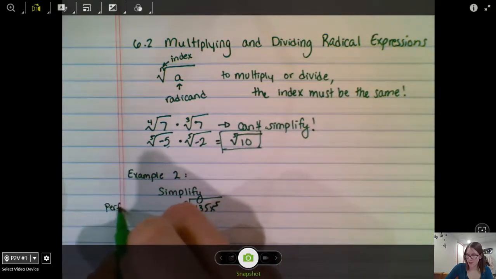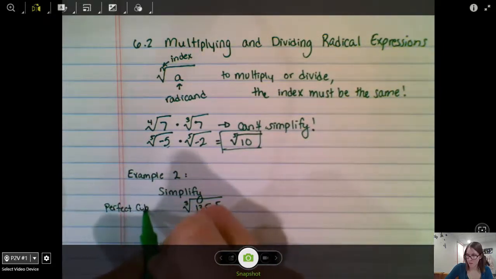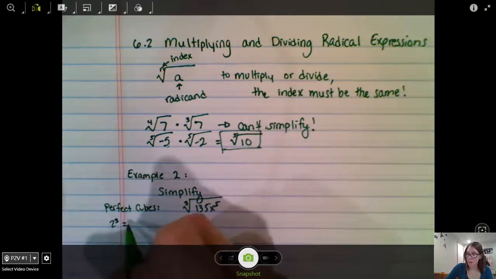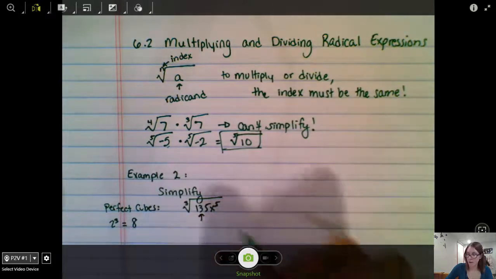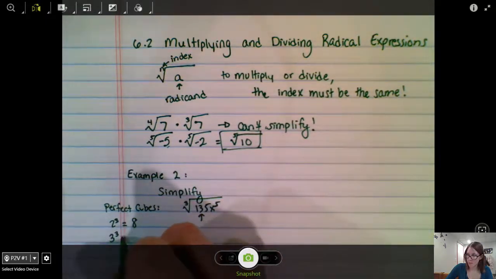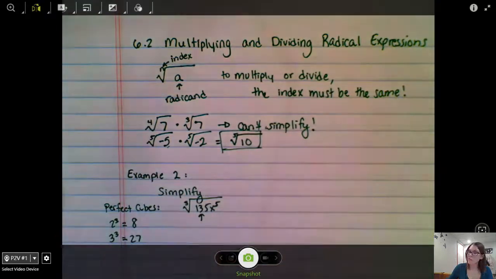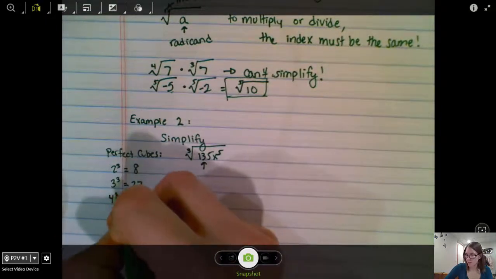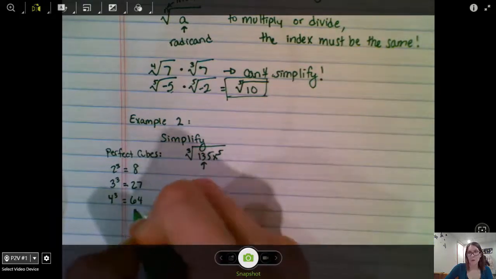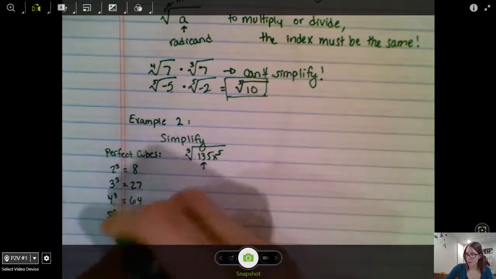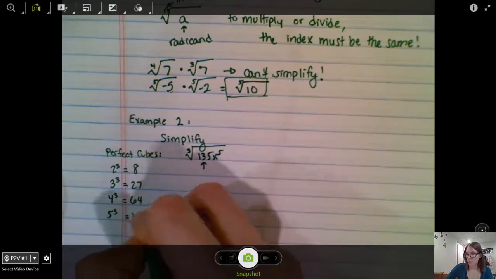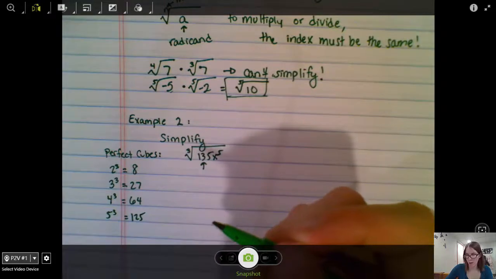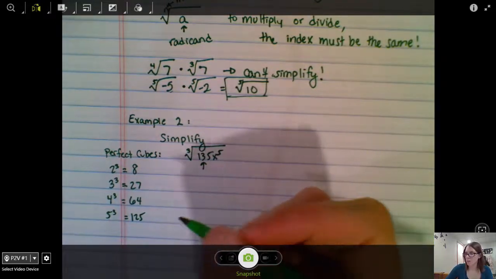I'll make a list on the side here of some of our perfect cubes. 2 cubed is 8, so 8 is a perfect cube. 3 cubed is 27, so that's a perfect cube. 4 cubed is 64. 5 cubed is 125. And really those are the main ones that you should know and be able to recognize that they are perfect cubes.